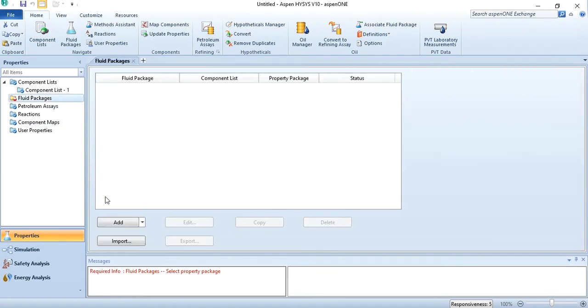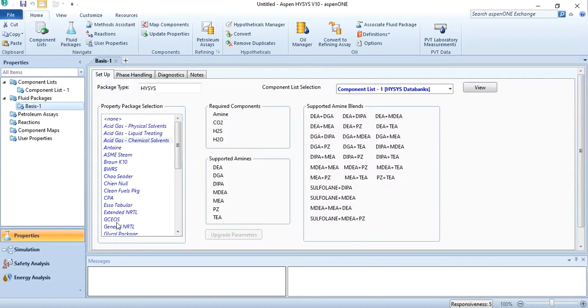Going to fluid package and clicking add. Once you click add, it has automatically selected acid gas chemical solvent. Since it's an acidic process because CO2 is involved, we will select among one of these three, and we are selecting the chemical solvent. That's why I have added H2S and H2O2 in the system.